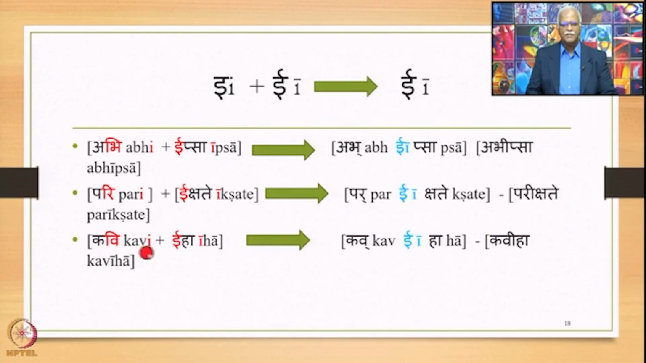Then we have Kavi plus Iha. Once again a compound, and in this case also E is followed by E. Samhita is obligatory. So 6.1.101 applies, and we have Kav, E, Ha, that is Kaviha as the output generated by the application of 6.1.101.